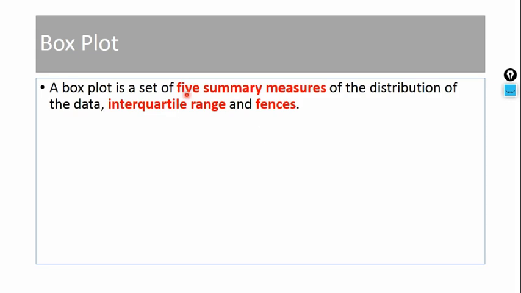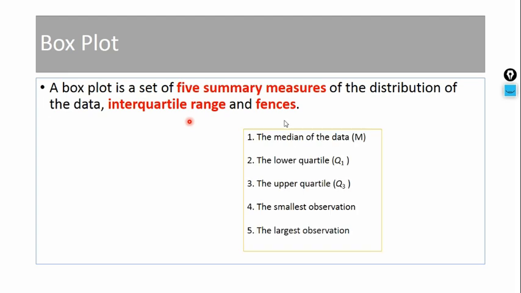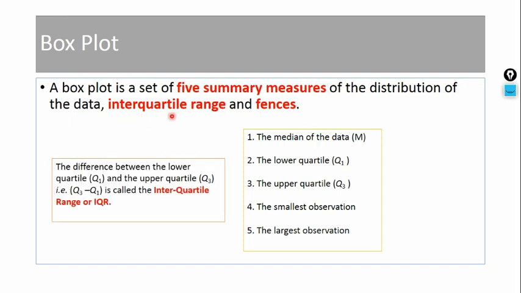How to prepare a box plot? A box plot is a set of 5 summary measures of the distribution of data, plus the interquartile range and fences. What is the meaning of this? The 5 summary measures are the median of the data, lower quartile Q1, upper quartile Q3, and the smallest and largest observations of our data set. The difference between the upper quartile and the lower quartile, Q3 minus Q1, is called the interquartile range, or IQR.